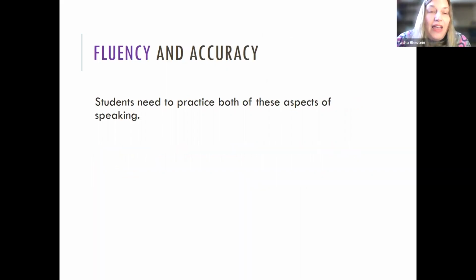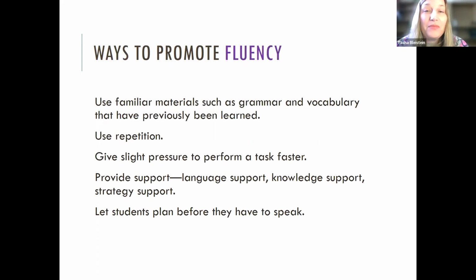For speaking, the learners need to focus on both fluency and accuracy. To be understood, you need both. So fluency means I can speak freely without having to stop and think. And accuracy is I'm using correct grammar and my pronunciation is intelligible. So let's look at how we can promote those in a tutoring session.